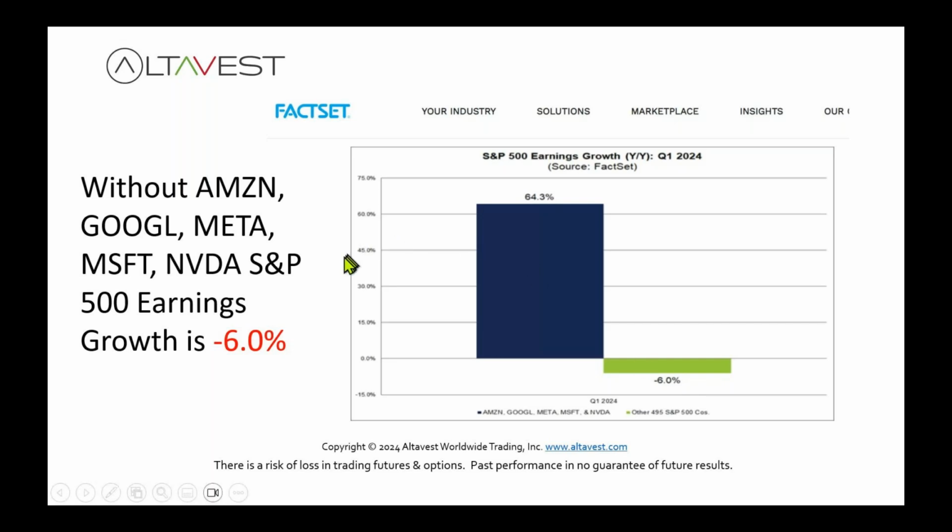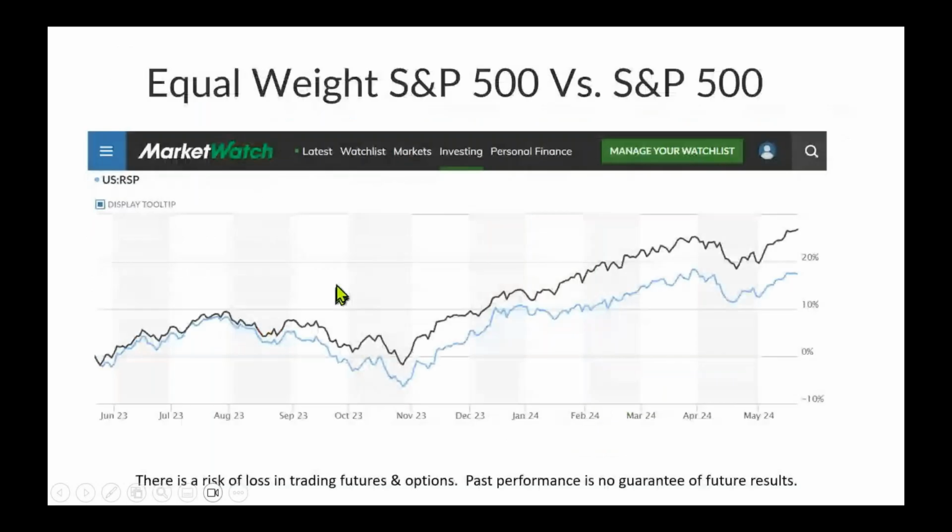still have negative earnings. Then here's the equal weight S&P versus the S&P 500. So if those big 5 tech companies didn't have such a large weighting in the S&P 500, here's the difference in performance. Big difference here. In fact, I think you can see here, that spread is probably about a 10% difference in performance.